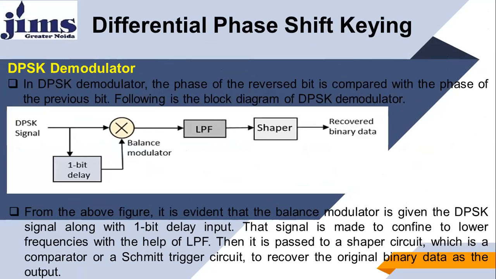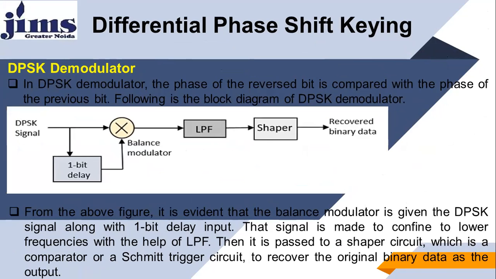Now the DPSK demodulator. In the DPSK demodulator, the phase of the present bit is compared with the phase of the previous bit, and following is the block diagram. If you look at the block diagram of the DPSK demodulator, you have the DPSK signal and a 1 bit delay of this DPSK signal, and these are the two inputs of the balanced modulator. The output of the balanced modulator goes to an LPF, low pass filter, then a shaper circuit, and you recover your binary data.